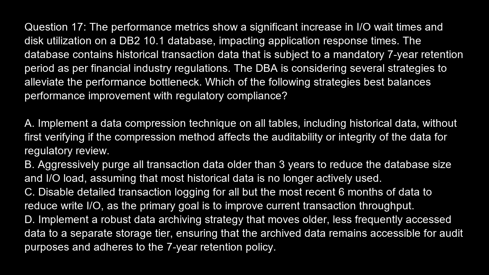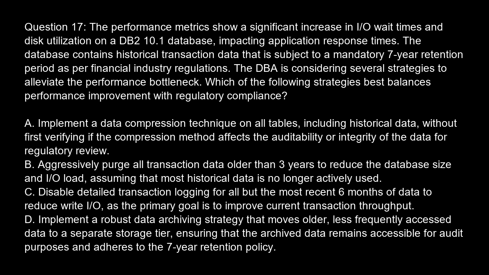Option A. Implement a data compression technique on all tables, including historical data, without first verifying if the compression method affects the auditability or integrity of the data for regulatory review. Option B. Aggressively purge all transaction data older than 3 years to reduce the database size and I/O load, assuming that most historical data is no longer actively used. Option C. Disable detailed transaction logging for all but the most recent 6 months of data to reduce write I/O, as the primary goal is to improve current transaction throughput.